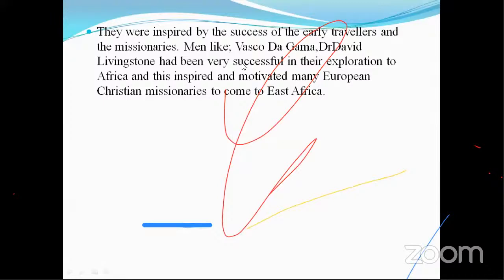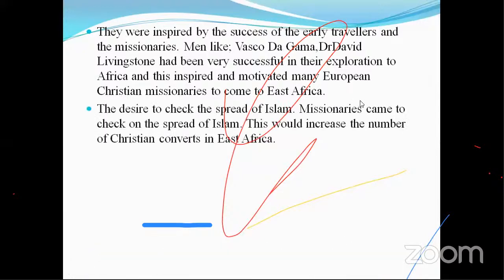So the moment they went back, they gave reports to the administrators, to the leaders in their different countries. And then so many Europeans became interested in visiting Africa. So this is another point, the desire to check on the spread of Islam. Missionaries came to check on the spread of Islam. This would increase the number of Christian converts in East Africa.